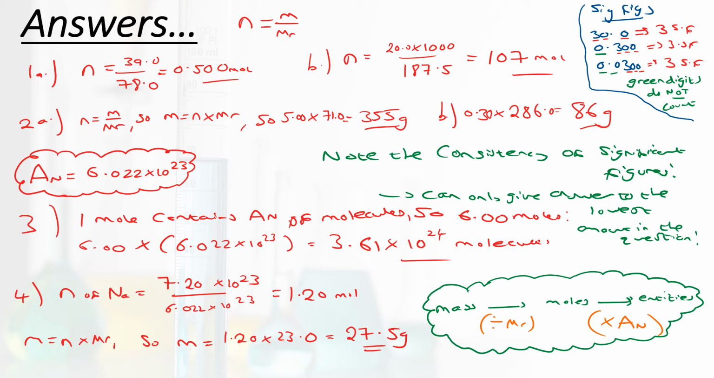Finally, question 4. We have a quantity of sodium that contains 7.20 times 10 to the 23 atoms. What is the mass of this quantity? Now, the first thing to do here is to work out the moles of sodium. We know that 1 mole contains 6.022 times 10 to the 23 atoms. Here we have 7.2 times 10 to the 23 atoms. So if we divide 7.2 times 10 to the 23 by 6.022 times 10 to the 23, we end up with 1.2 moles. So that's how many moles of sodium we have in that number of atoms.